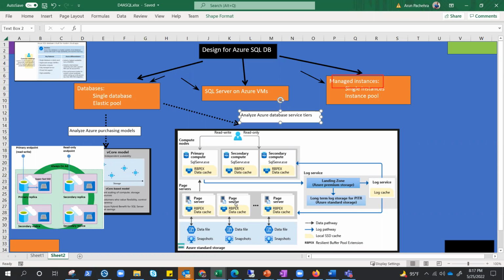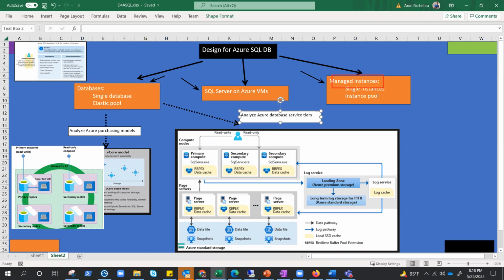The log service accepts log records from the primary compute replica, persists them in the durable cache, and forwards the log records to the rest of the compute. Right here, you can see the log service. From here, they are forwarded to the other compute. In this way, all data changes from the primary compute replica are propagated through the log service to all the secondary compute replicas and page servers. Now, this is a bit of a highlight of the architecture.